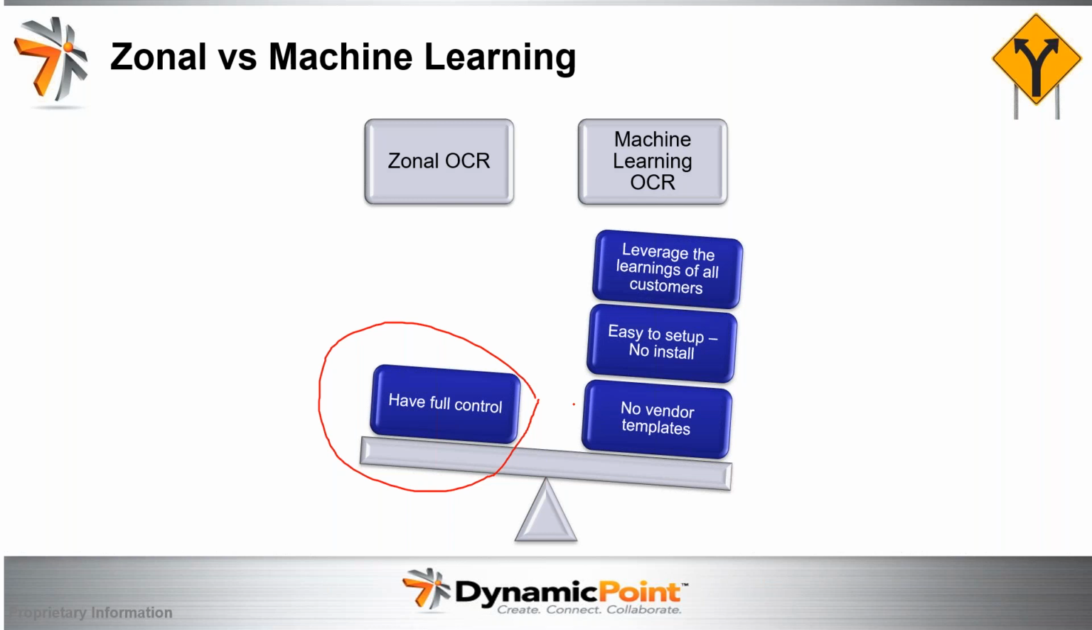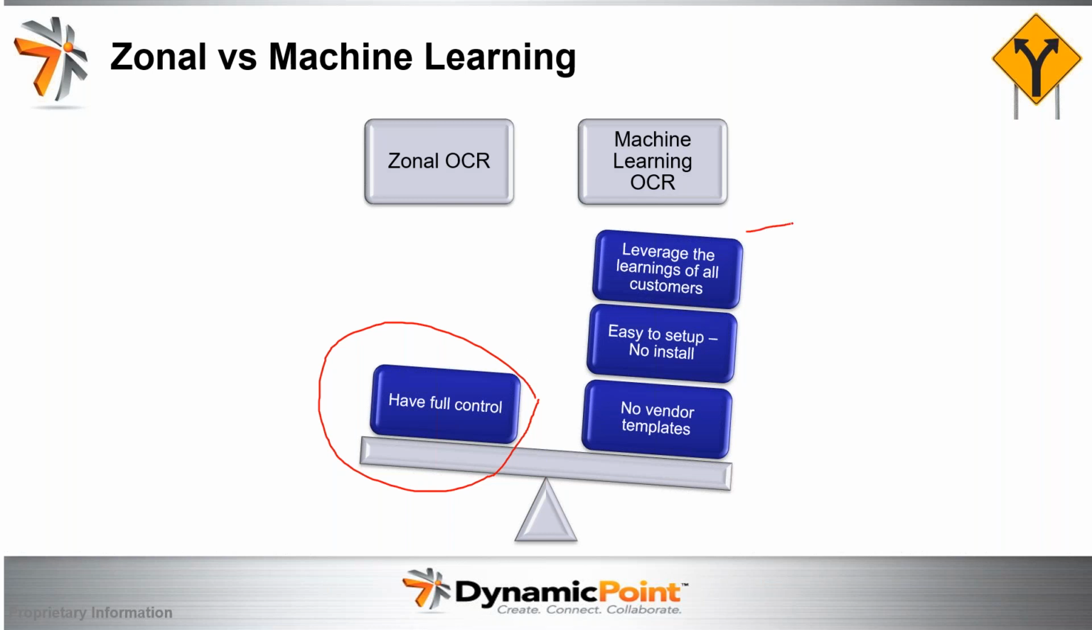If I'm a paint company and someone's submitting an invoice to me that has a color of paint or something like that that's very specific to my industry, I could create templates for obtaining that information. And something of that level of detail is probably not going to be included on a machine learning OCR platform. So that's the one huge advantage there.